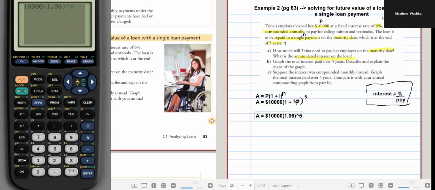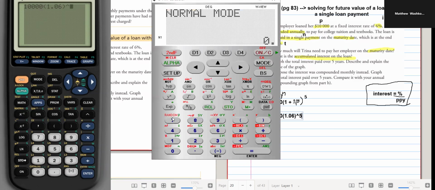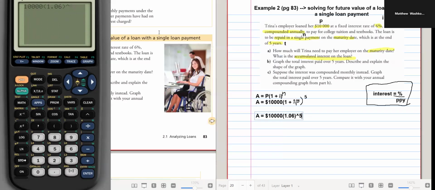If you're not using this calculator, it's going to be the Y to the power of X button. It'll be this button here. So just be aware, this will be that button on a normal calculator. So to the power of 5, I can see then that my loan is A is equal to $13,382.26 if we round that up.